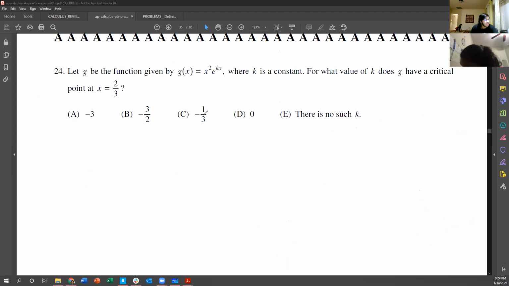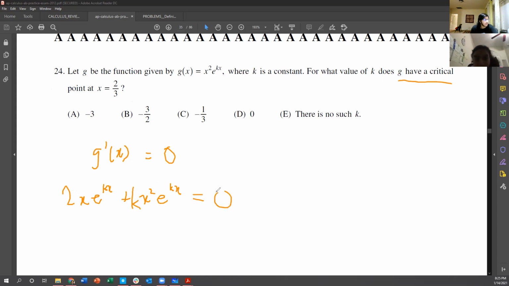G is this function, x squared e to the kx. For what value of k does g have a critical point at x equals 2/3? So g has a critical point, means g prime of x has to equal 0, correct? So what is g prime of x? We have to use the product rule. So it would be the derivative of the first function times the second function plus the derivative of the second function times the first function. The derivative of the second function would be e to the kx times k, using the chain rule, so the k comes out. And we need this to equal 0.